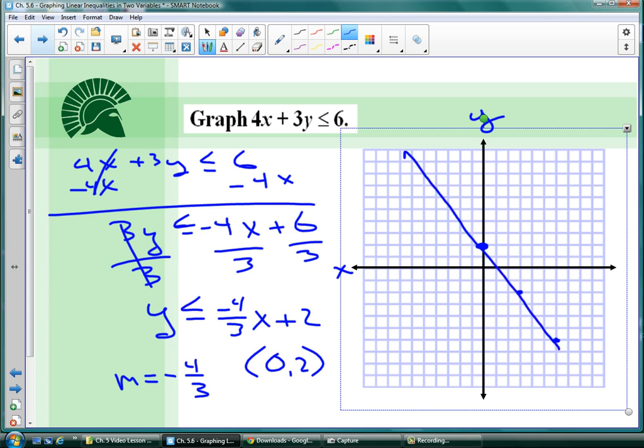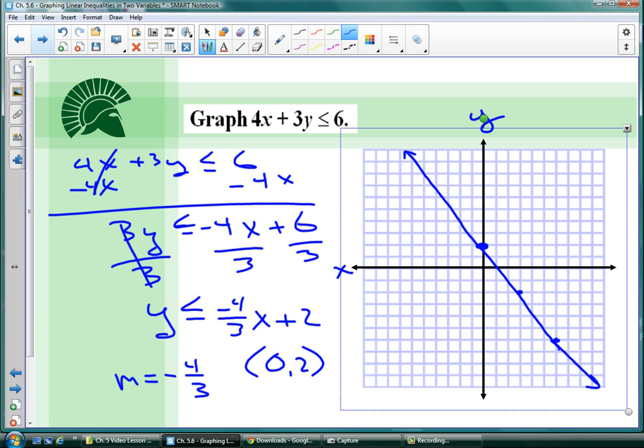Okay? Now, I drew a solid line this time, just like I would have drawn a closed-in circle or a solid dot, because I have this or equal to. And the or equal to means that my boundary is included in my answer. That's my or equal to. So you guys would use a straight edge. When you do this, this is what you end up with for your boundary.